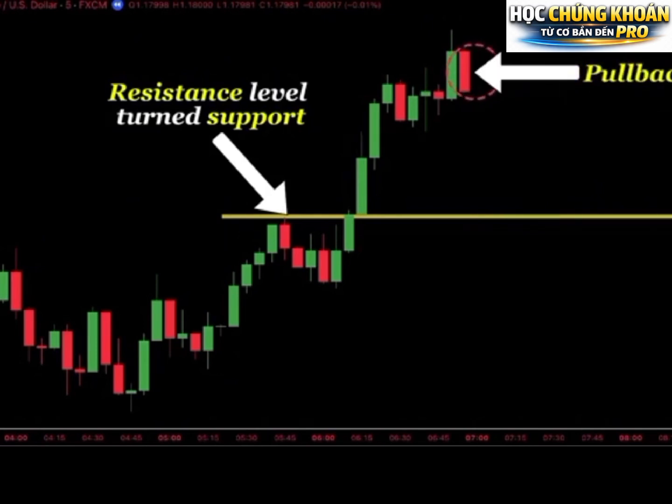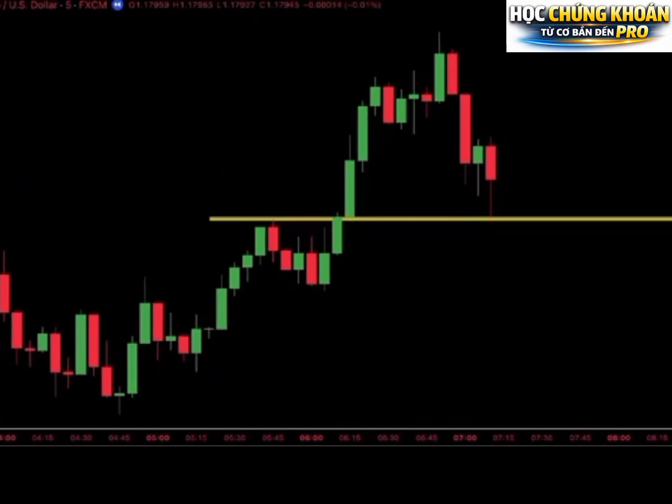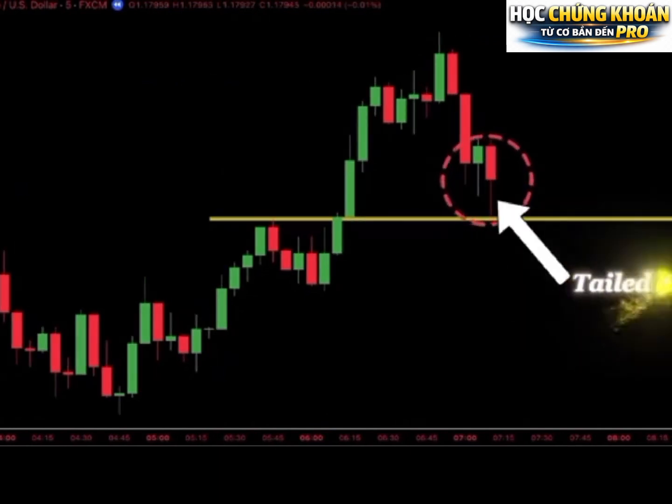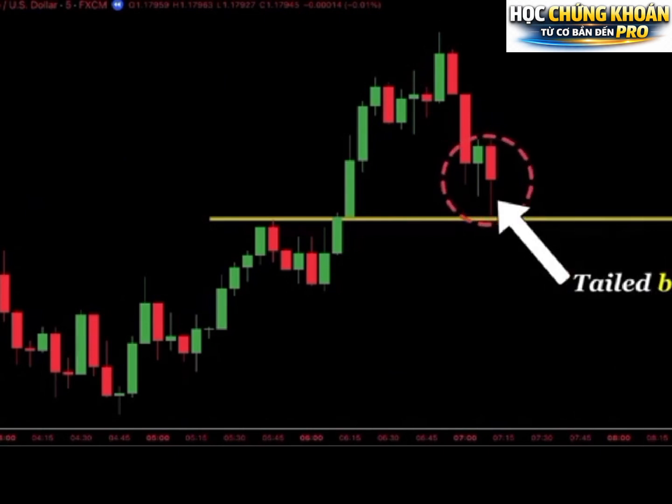This pullback happens because some buyers are taking profits, which temporarily pushes the price downward. However, this movement is not a reversal. It is simply a retracement within the uptrend. Now we wait and observe how price behaves when it reaches the support level. As you can see, once price comes back to this level, it reacts and forms a tailed bar. This pattern shows that buyers are stepping back into the market and taking control again after the pullback.